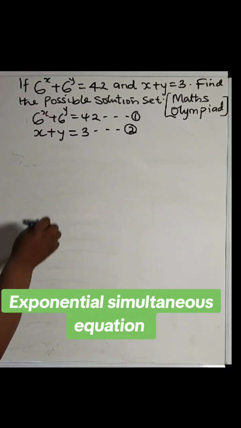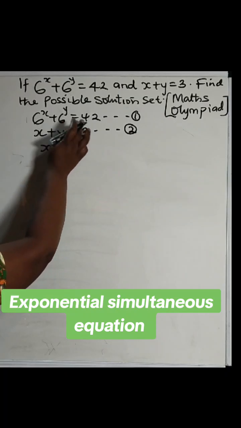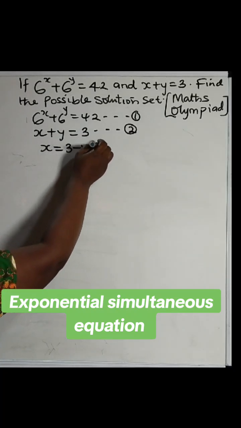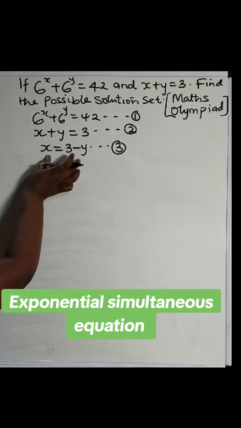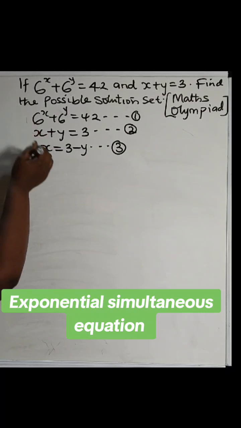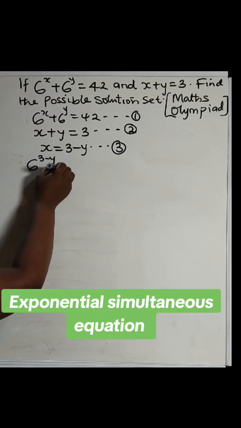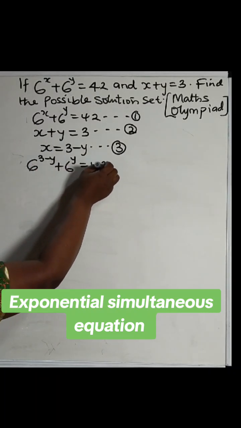So we have x equal to, this y will cross over here, we have 3 minus y. We'll call this equation 3. Now let's substitute this equation 3 in equation 1. We'll have 6 raised to power 3 minus y plus 6 raised to power y is equal to 42.